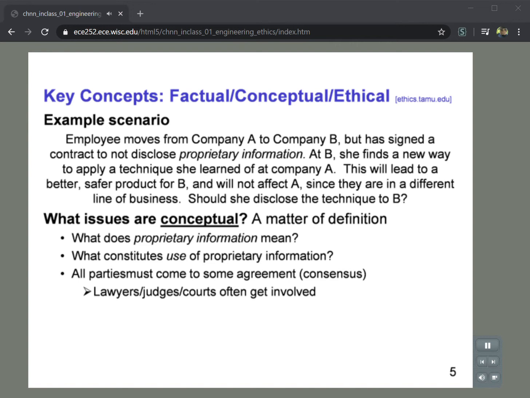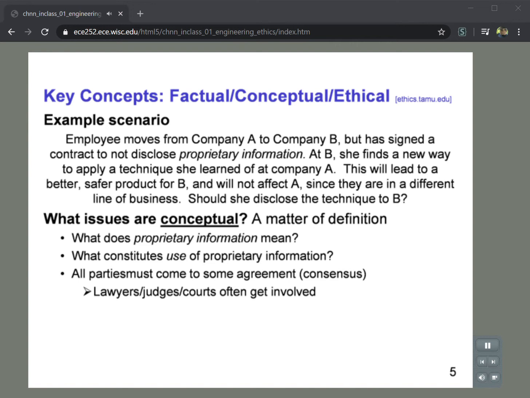Furthermore, we have to have some understanding of what the use of proprietary information really means. What constitutes use of proprietary information? I think in this case it's pretty clear that applying that information to the development of a different product at a different company would probably be a reasonable definition of use of proprietary information.